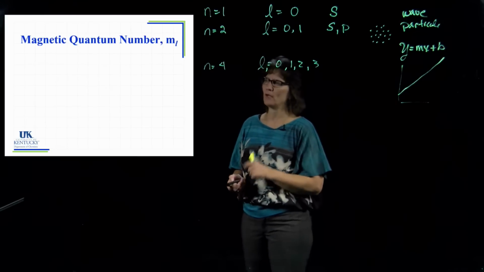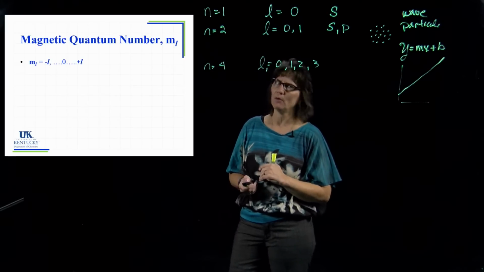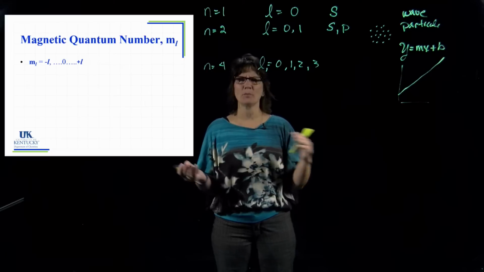The magnetic quantum number, it's M sub L. That's the name of it. M sub L is dependent upon L. It can go from a negative L up to a positive L.